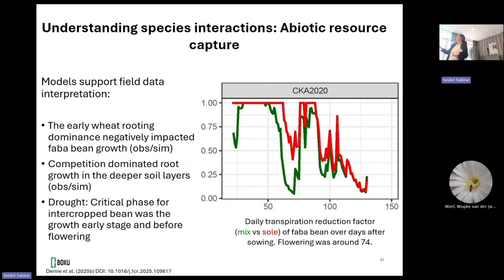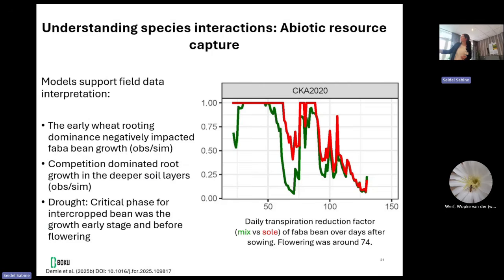Yeah? And when it's 1, it means there is no drought stress, and when it's 0, there's super strong drought stress and no biomass growth takes place in the model. And what we compare here in green is this factor for the mixed fava bean, and in red it's for the sole fava bean. And there are two phases where there's a strong difference, which is especially here at the beginning.